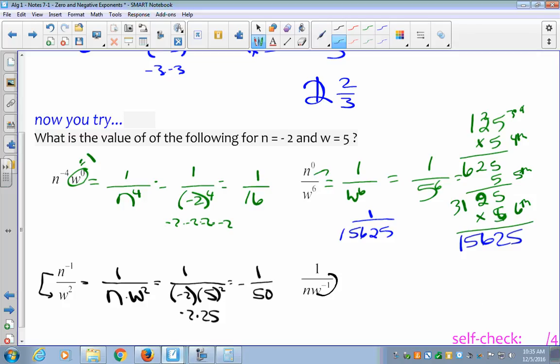Okay, last one. The w comes up because it's negative, so it's w to the first power over n. W is 5, n is negative 2. And those are the answers.